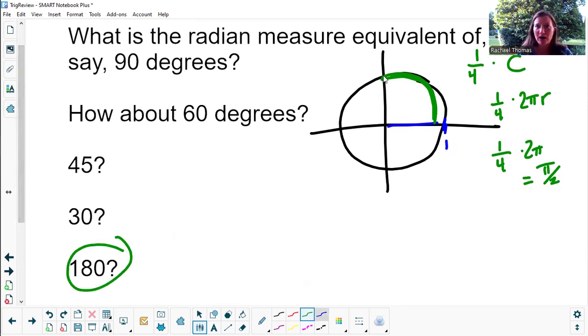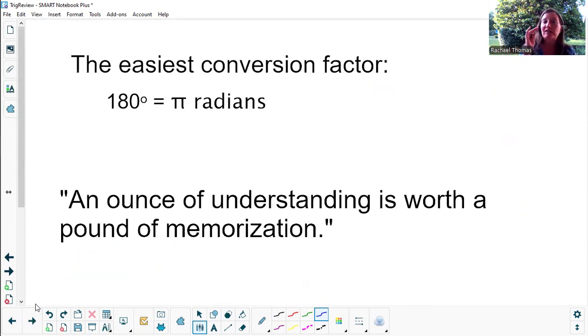We could do that with all these numbers, but let's jump down here to 180. If 1/2 pi is that length, what do you think it is all the way around 180 degrees? And you would be correct if you said it was pi. So that's the easiest conversion factor you can remember, that 180 degrees represents pi radians.